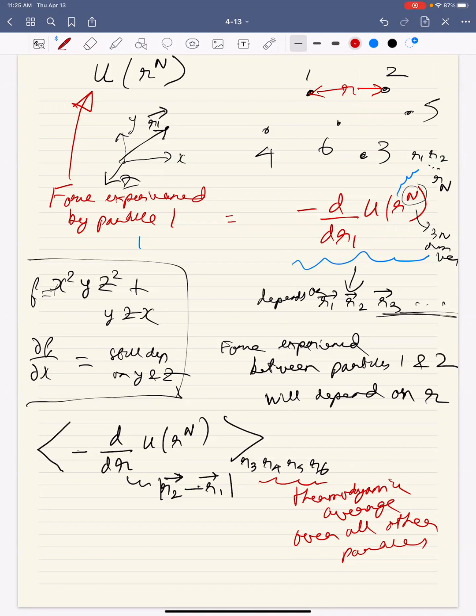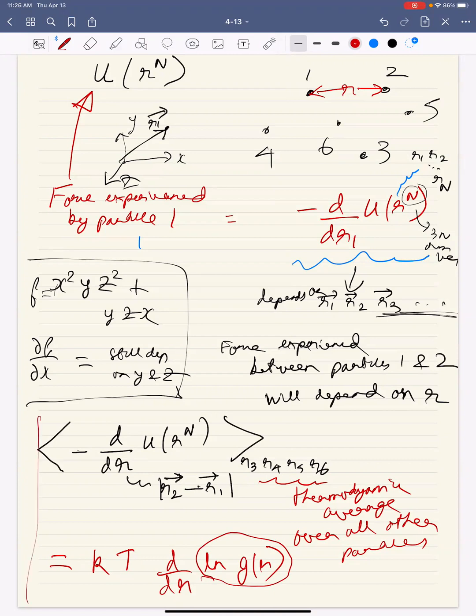It has a name. Should I say the name? I won't give it a name yet. So this is the average that we are interested in calculating. And it turns out this thing is deeply connected to g of r. This thing will turn out to be kT multiplied by d/dr of log of g of r. So log of g of r acts like a potential energy. This is very abstract, what I wrote over here, and we are going to prove this.